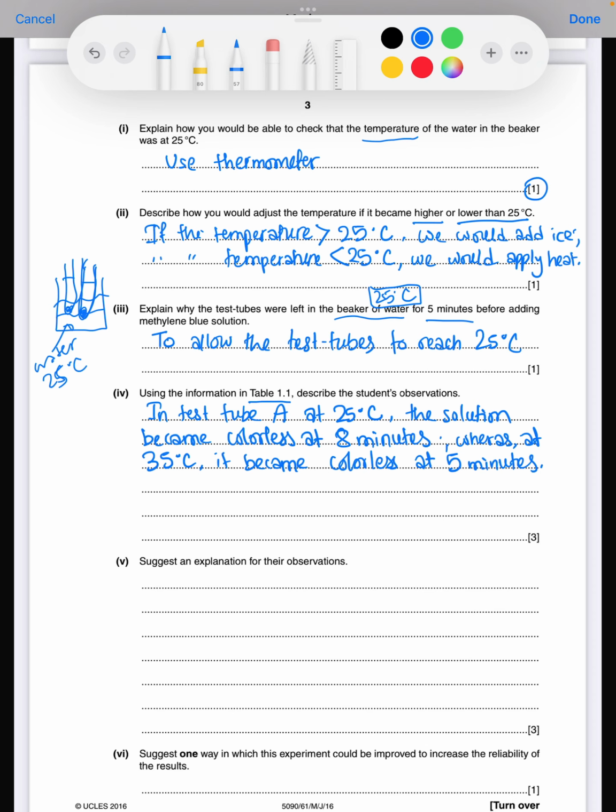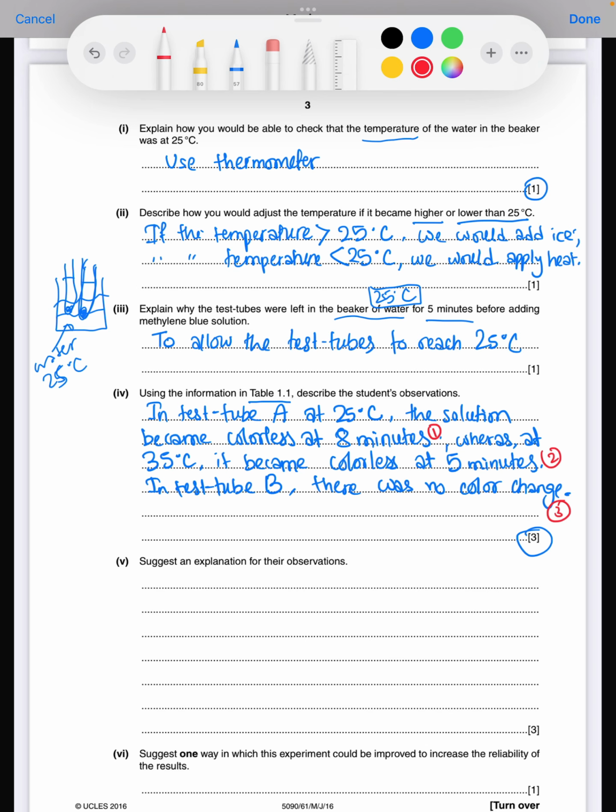Okay, and in test tube B we did not actually see any sort of color change. So in test tube B there was no color change. Now you have 3 marks over here. I'm going to point it out with red marker. So for this one you have 1 mark, for this one you have 2 marks, and for this one you have 3 marks. Now, suggest an explanation for their observations.